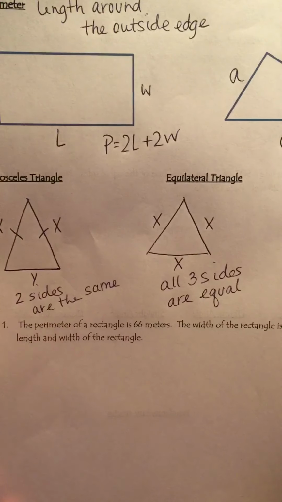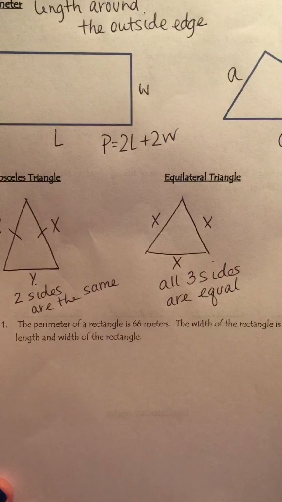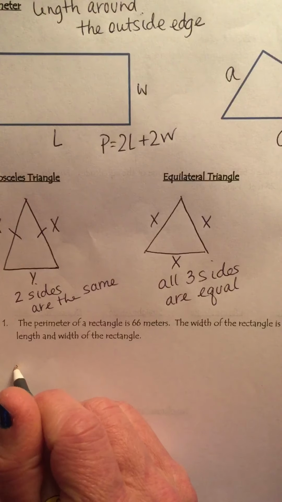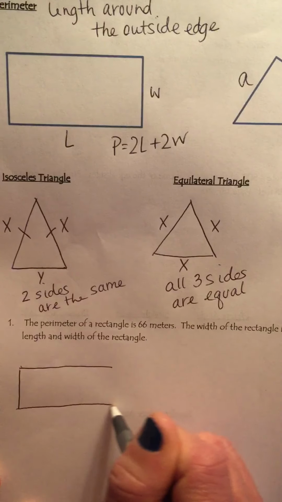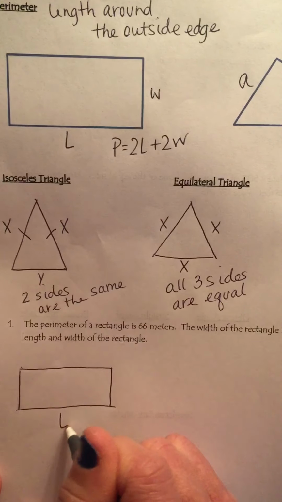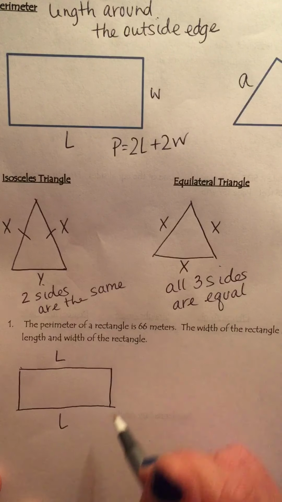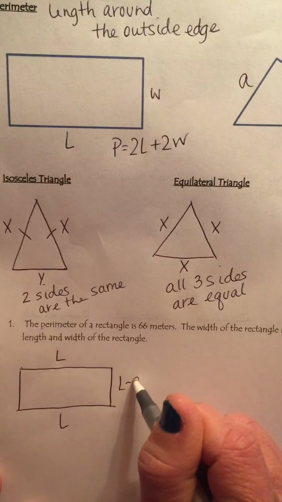Looking at our examples, the perimeter of a rectangle is 66 meters. The width of the rectangle is 9 less than the length. Find the length and width of the rectangle. The first thing we need to do is draw a rectangle. We can label our lengths L, and it tells us the width is 9 meters less than the length. Oh, meters, I'm sorry.